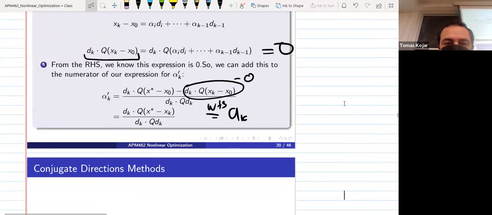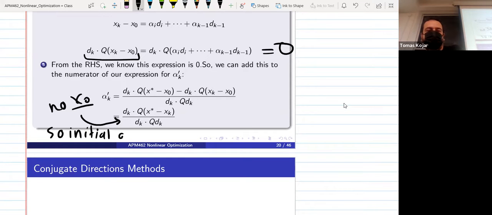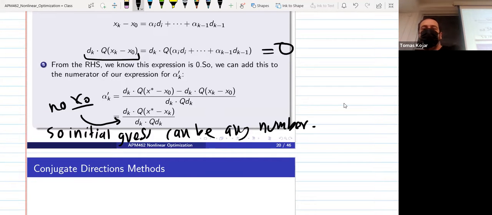All right, and why do we do this? So with a sleight of hand, x0 disappeared. And that's the magic of this method, why people really like it. So now there's no x0, which means the initial guess can be anything. Can be any number. Okay, and this is the step in the proof where that happened.